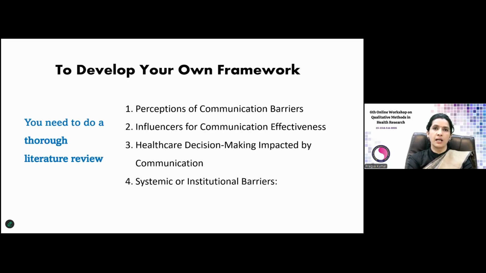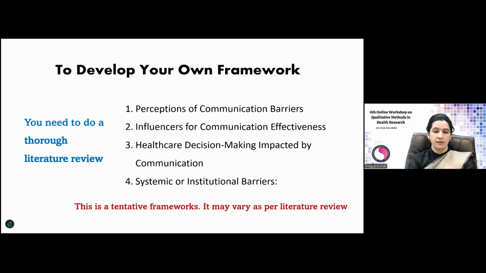So probably I have done the literature review and I want to know about the perception of communication barriers. What are the influencers of this communication effectiveness? What are the healthcare decisions, and how are they impacted by these communications? And what are the institutional barriers? So this is a tentative framework, but again, this may vary according to the literature review.